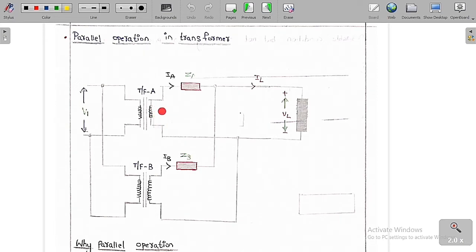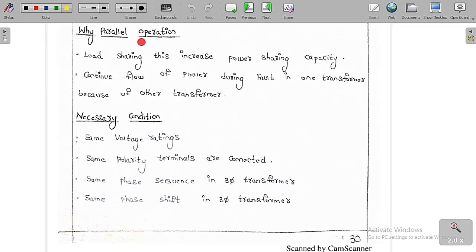This is the usual parallel operation. So the load is always going to get power even if one of the transformers fails. So why parallel operation? Why are we going to choose parallel operation?